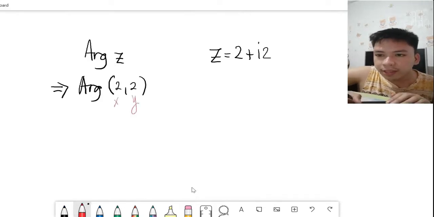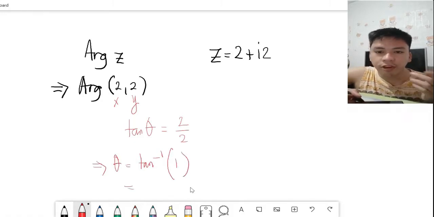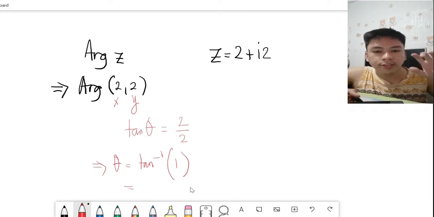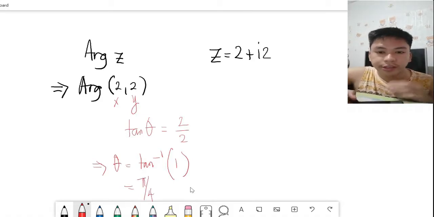So remember, this is our x, this is our y. To get the principal argument of z, I can have it as tangent theta equals y over x. So that means it's 2 over 2, so theta equals tangent inverse of 1. And we've learned in our trigonometry that the tangent inverse of 1 is pi over 4. So that's 45 degrees.